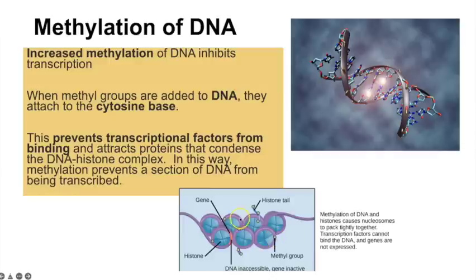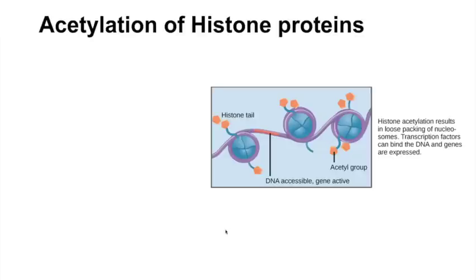The methyl groups are added, and because they are an opposite charge to the DNA, which is slightly negative in charge, it causes it to attract and to coil and bind up more tightly. And because that DNA is coiled up more tightly, there is no space for the transcription factors to be able to bind onto. And that is how it will inhibit transcription.